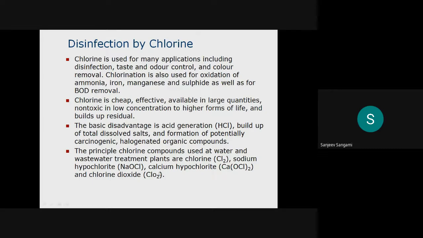The principal chlorine compounds used at water and wastewater treatment plants are chlorine, sodium hypochlorite, calcium hypochlorite, and chlorine dioxide. It is added in liquid form, powder form, as well as gaseous form. When you are adding it in gaseous form, it is only chlorine. When you are adding chlorine in powder form, it will be the bleaching powder, that is CaOCl2, calcium hypochlorite. It is nothing but the bleaching powder.